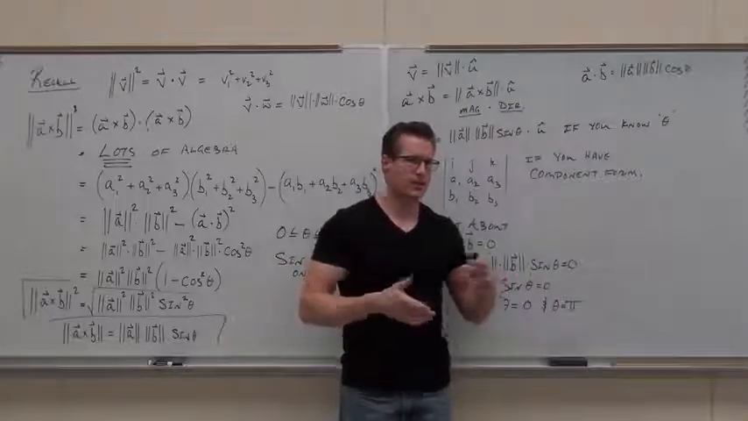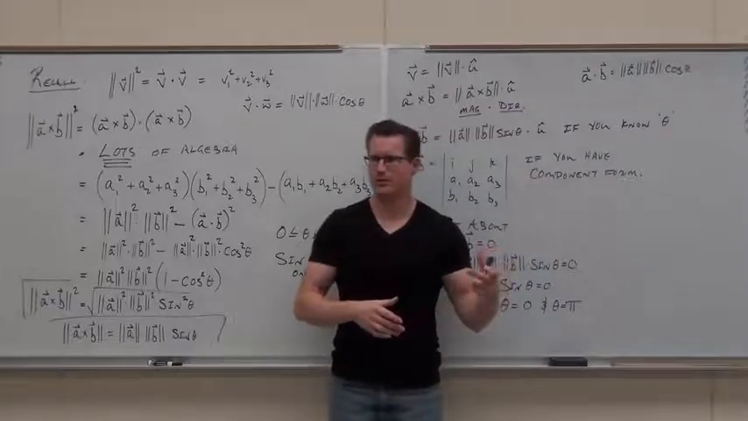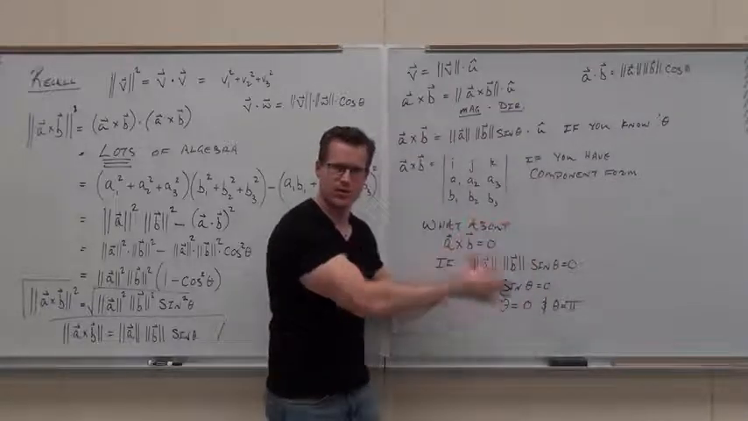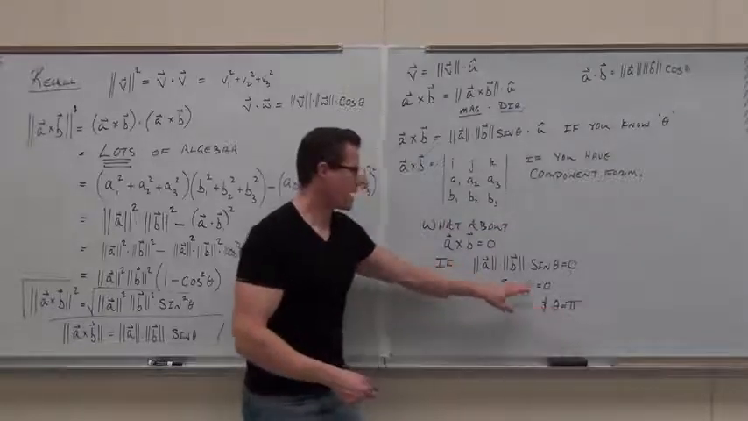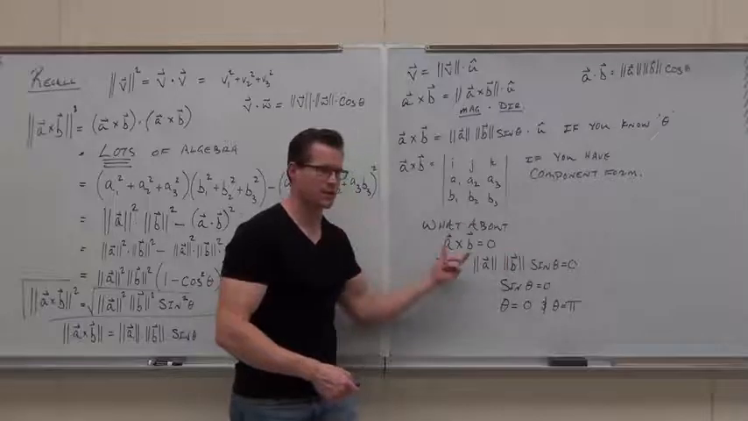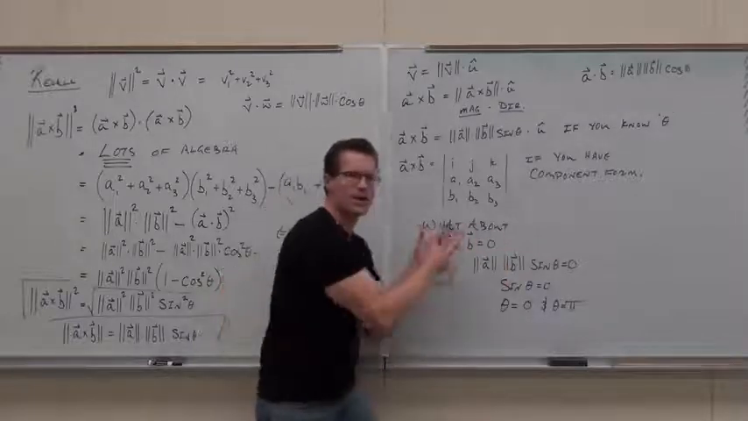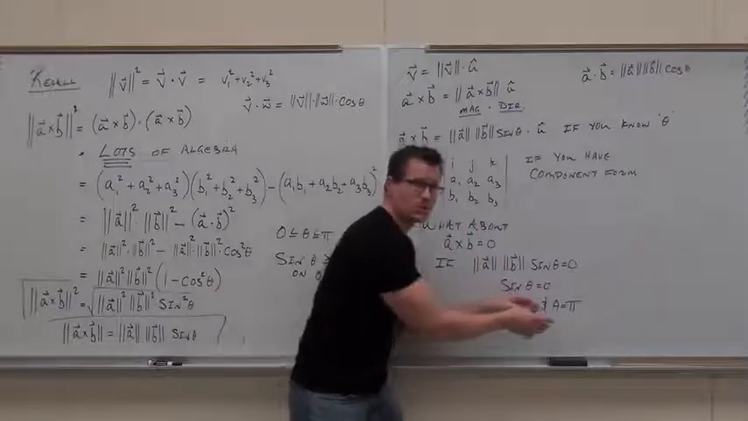Sine is 0 only at 0 and pi. You follow me? Let's put it all back. Let's backtrack. If the angle is 0 or pi, sine is 0, so we're going to have a cross product of 0. This is the only time we ever get a cross product of 0: if the angle is 0 or pi.